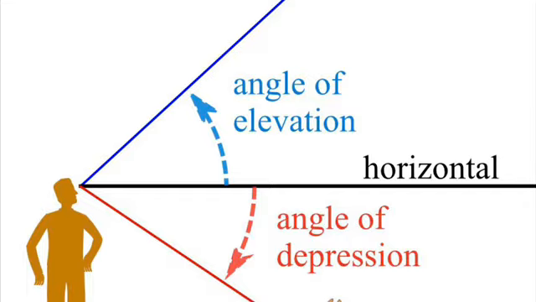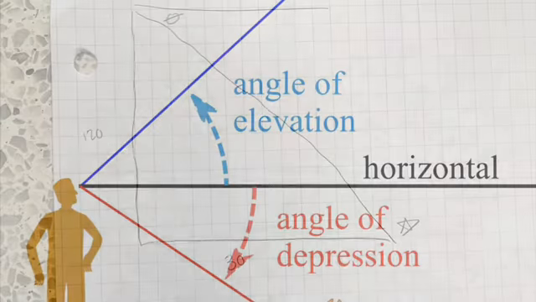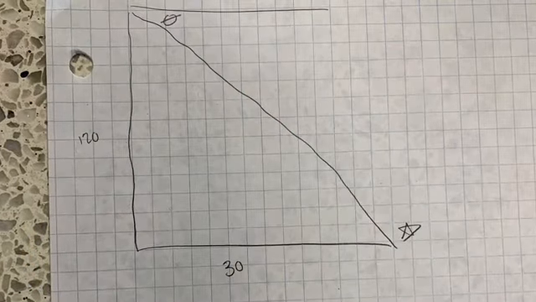An angle of elevation is an angle that goes above the horizon, and it's usually going to be someone looking up at something. And the angle of depression is an angle below the line of horizon. It's usually going to be looking down at something. So we're going to get started with some examples. Here's our first one.